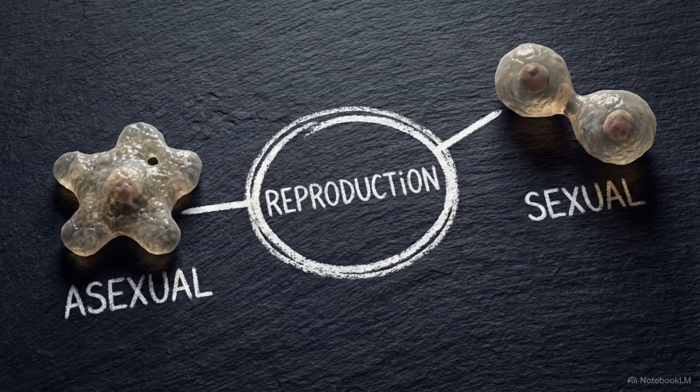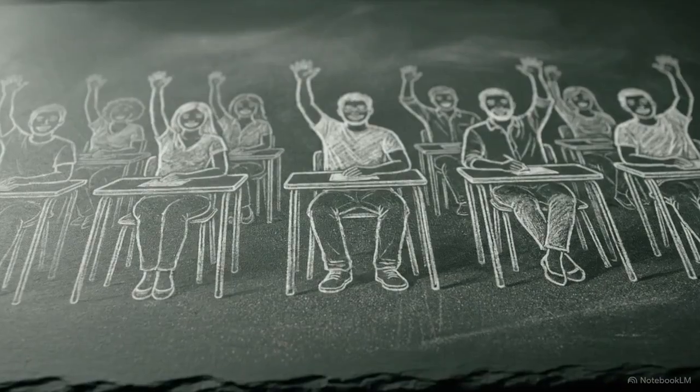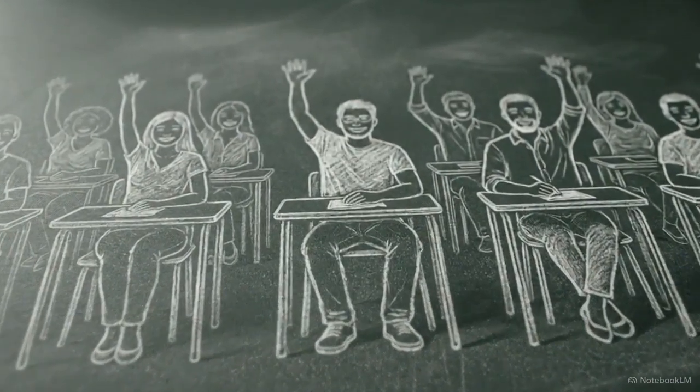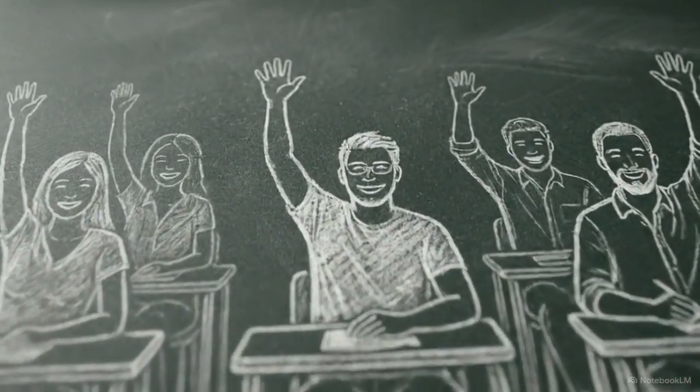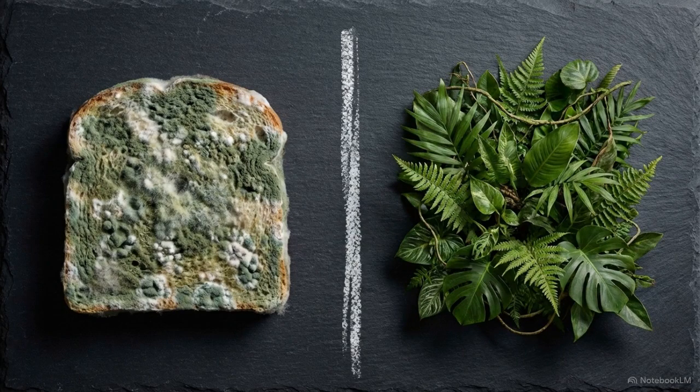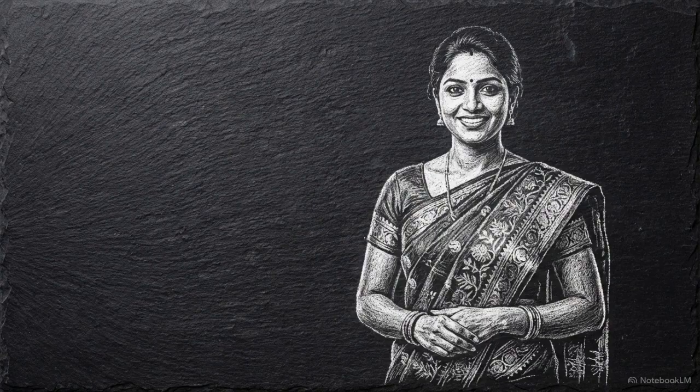Our map shows the two choices, the speed of asexual cloning or the diversity of sexual mixing. By understanding these amazing processes, it really helps us see how the entire living world stays so diverse and resilient. From the mold on your bread to the variety of life in a rainforest, reproduction is the reason life persists and adapts through every generation.